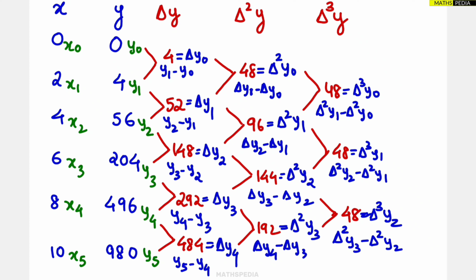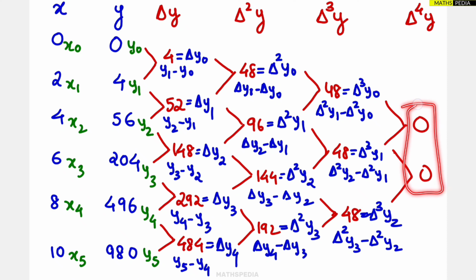Now the thing is that if you go for the next forward difference column, that is delta power 4 y, if you take the difference of this and this, you will get 0. This and this, again you will get 0. Correct? That means, as I said in the first video itself, here anyway you are getting 0.